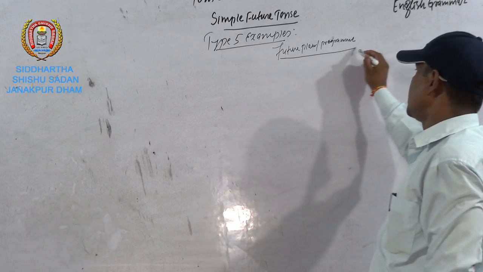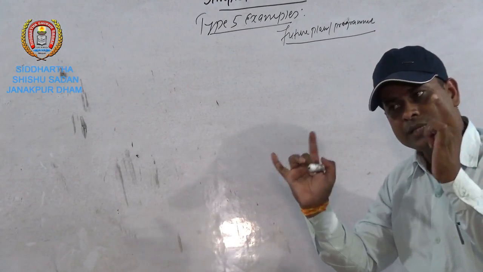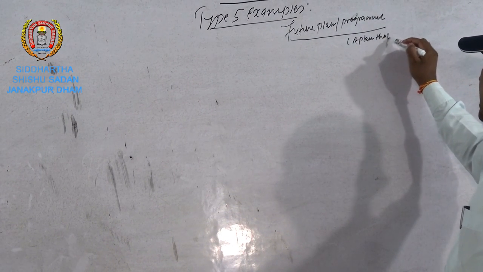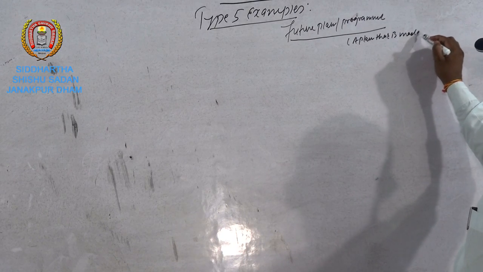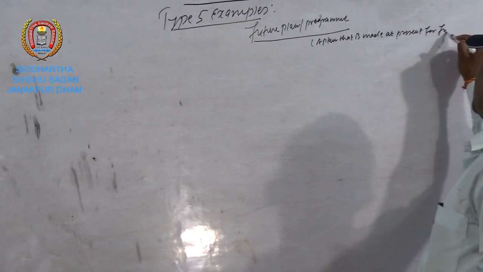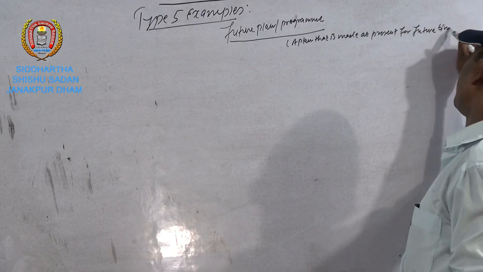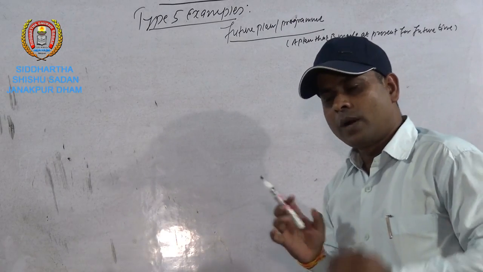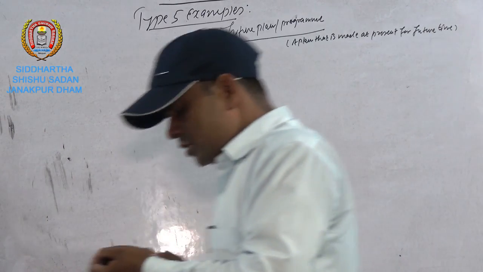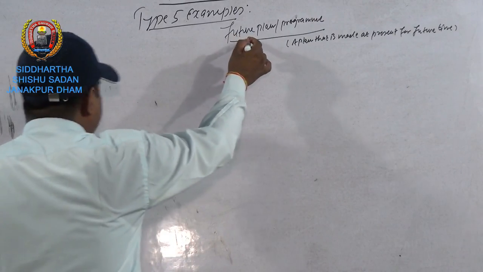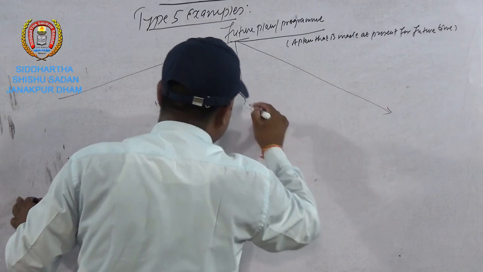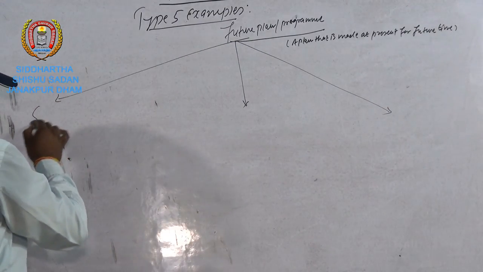My dear students, here future plan and program means a plan that is made at present for future time. That's what future plan and program means over here. With future plan and program, dear students, you can use simple present tense too.